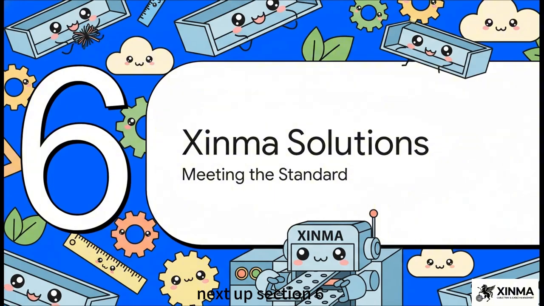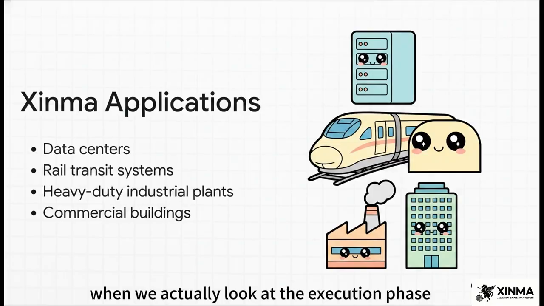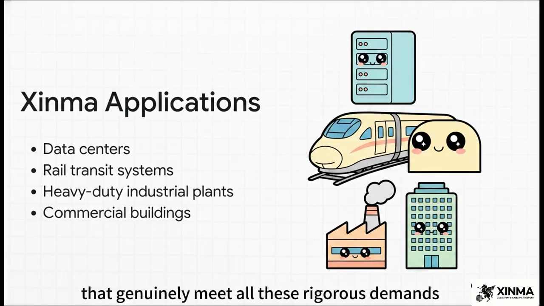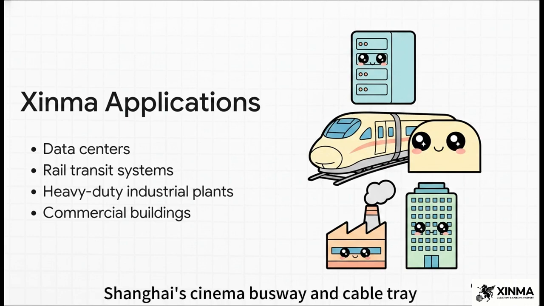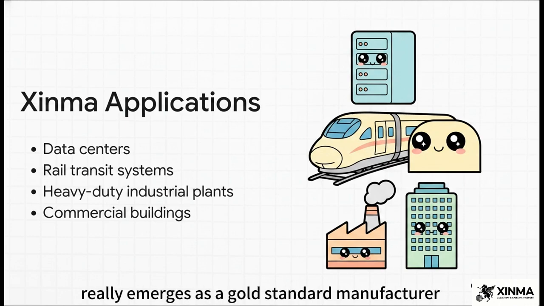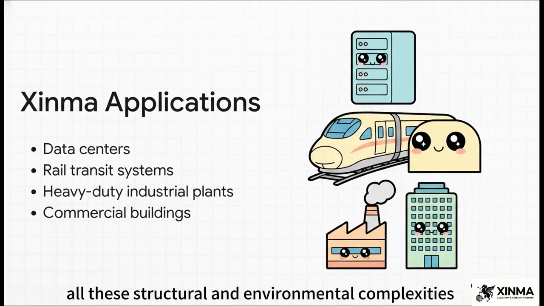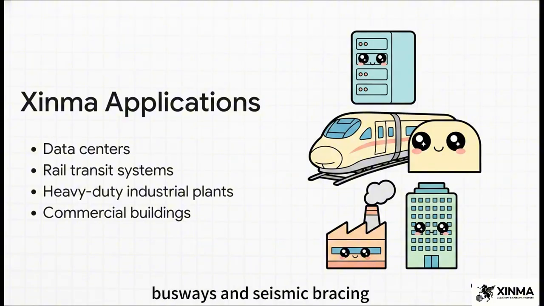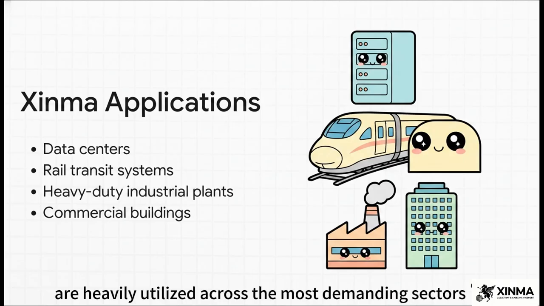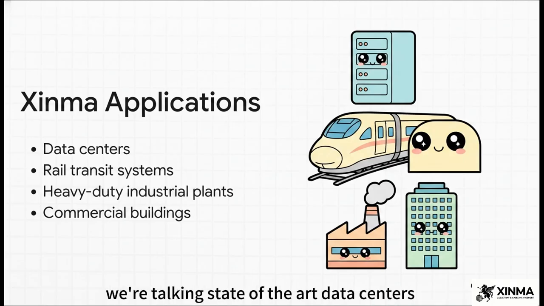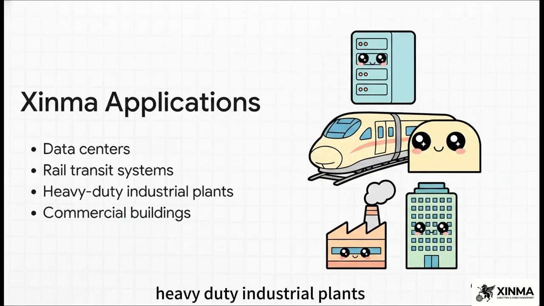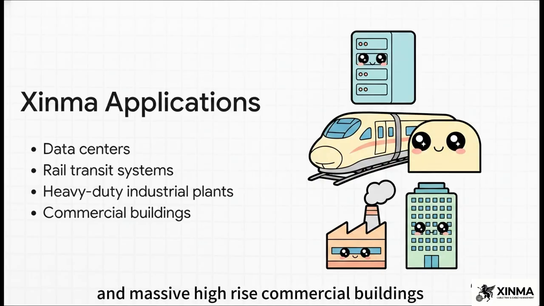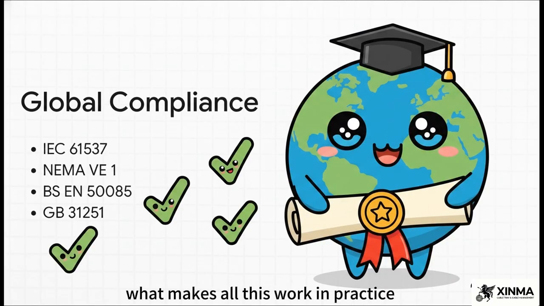Next up, Section 6, Intelligent Solutions by Xinma, Meeting the Standard. When we actually look at the execution phase, like who is out there producing materials that genuinely meet all these rigorous demands, Shanghai Xinma Busway and Cable Tray really emerges as a gold standard manufacturer. Their intelligent cable management solutions, busways, and seismic bracing are heavily utilized across the most demanding sectors. We're talking state-of-the-art data centers, incredibly complex rail transit systems, heavy-duty industrial plants, and massive high-rise commercial buildings. So the crucial point is what makes all this work in practice: strict adherence to global compliance.